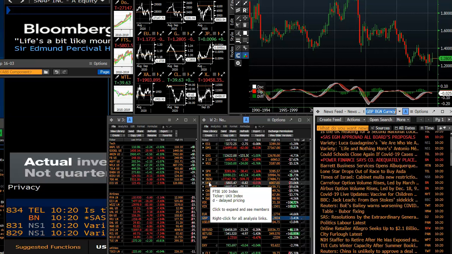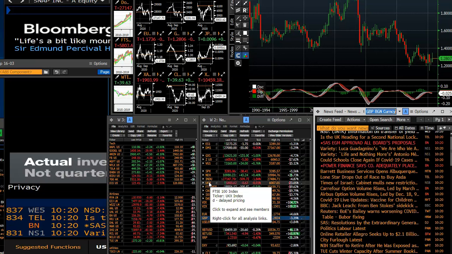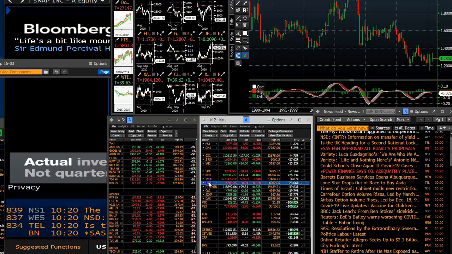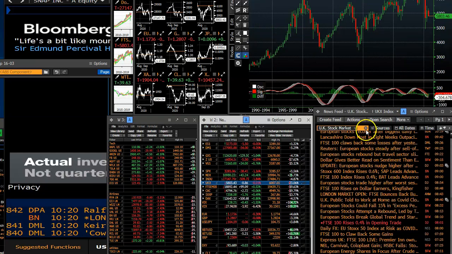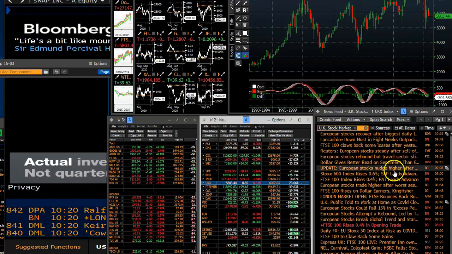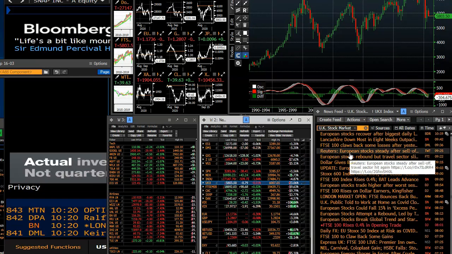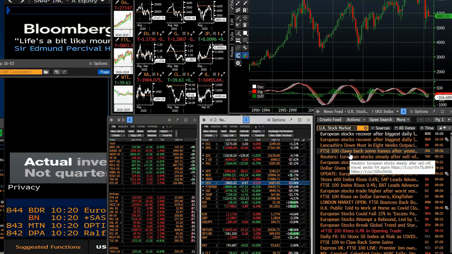And the reason for that is, as I said, the UK government recently announced new curfew measures, and that means restaurants and pubs will be forced to close down. So if I click on UK 100, the FTSE, we're going to see all the important news with respect to the FTSE. This news is from Reuters, which says European stocks steady after a sell-off. That means after the massive sell-off we saw yesterday, which, by the way, folks, was one of the biggest sell-offs for the European indices since July, today investors are coming back and buying some of those heavily beaten stocks.